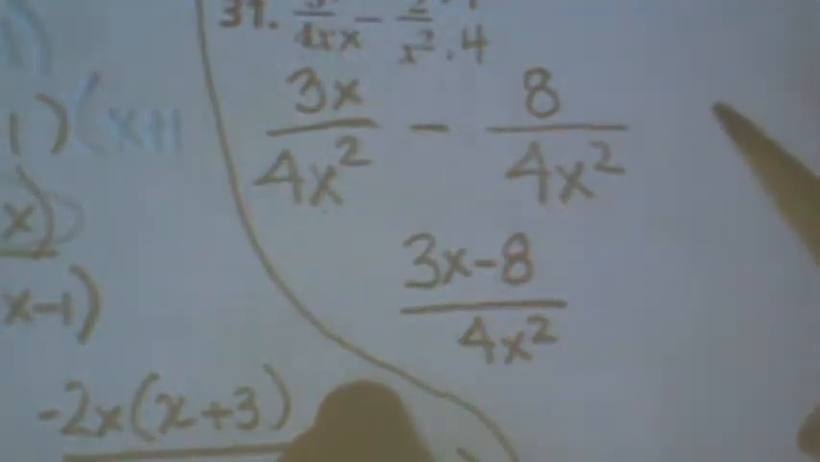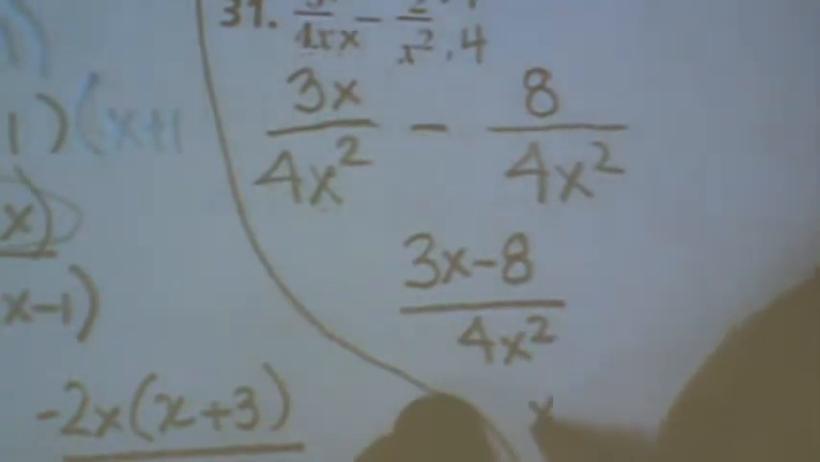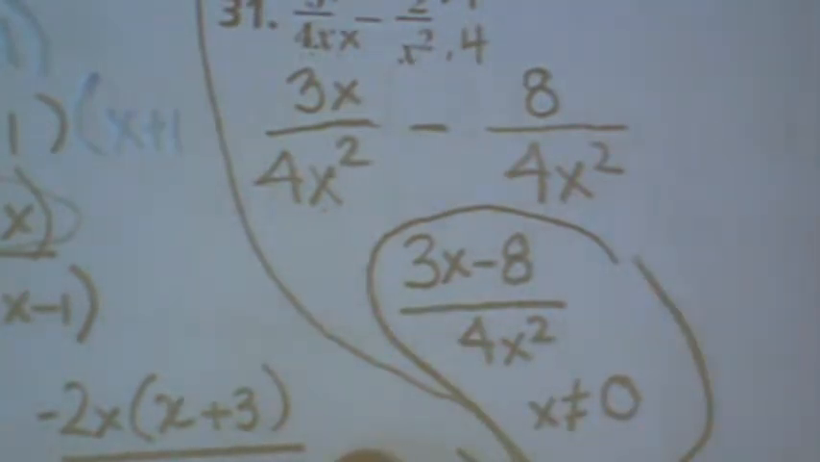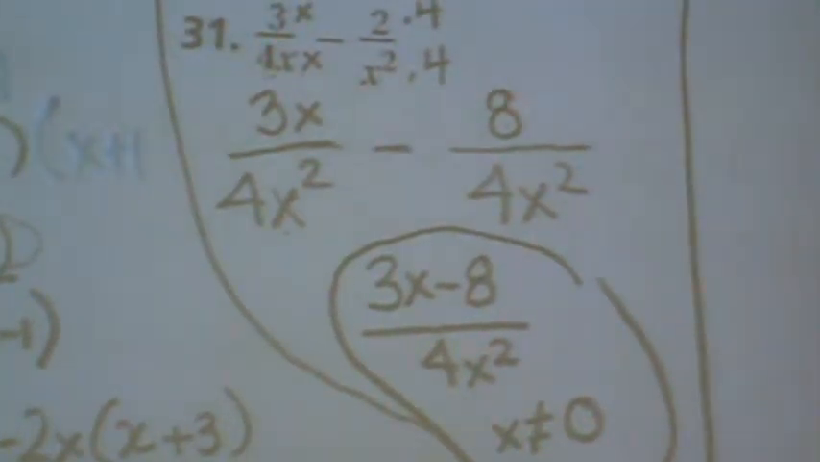Done. And what can't x be? 0. Good job, Amanda. Thanks. How do you break up x squared minus 9? X plus 3, x minus 3.